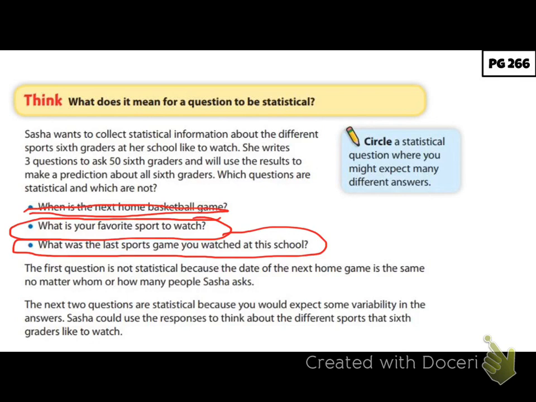So the first question, like we said, is not statistical because the date of the next home game is the same no matter who or how many people you ask. Okay, you can look at a schedule, it's going to be the same answer. The next 2 questions are statistical because you would expect some variability in the answers. Sasha could use those responses to think about the different sports that sixth graders like to watch.